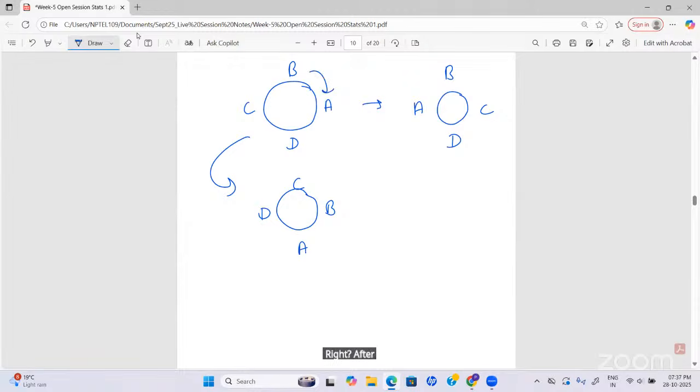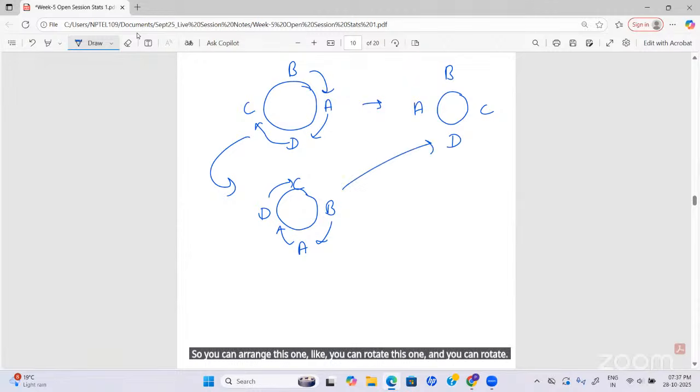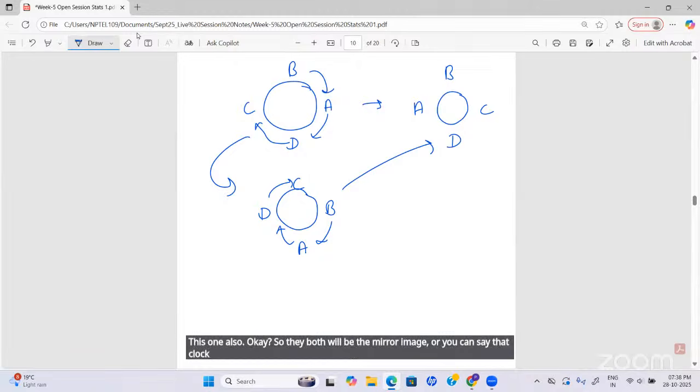After B, A should come, then after A, D should come, then after D, C should come. So you can rotate this one and you can rotate this one also. So they both will be the mirror image, or you can say that clockwise and anti-clockwise are different.